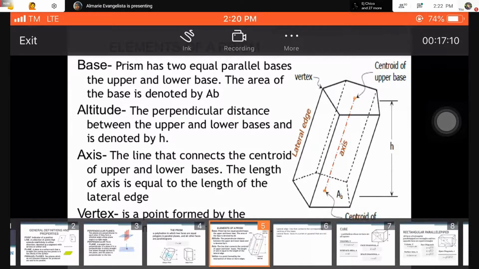Vertex. Vertex is a point formed by the intersection of three or more edges. So, ito yung mga point na makikita nyo kapag yung mga edges nag-intersect. So, ayun.